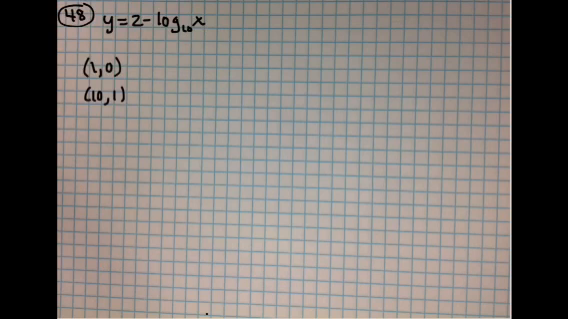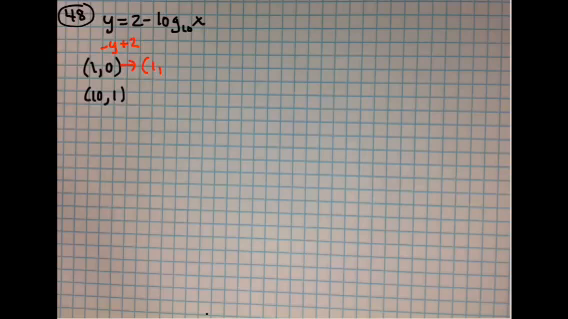So for this problem, the k is 2. The a value is -1, so there is going to be a reflection over the x-axis. So the two parameters are affecting the y coordinate. So it's going to be -y plus 2. The x stays the same.